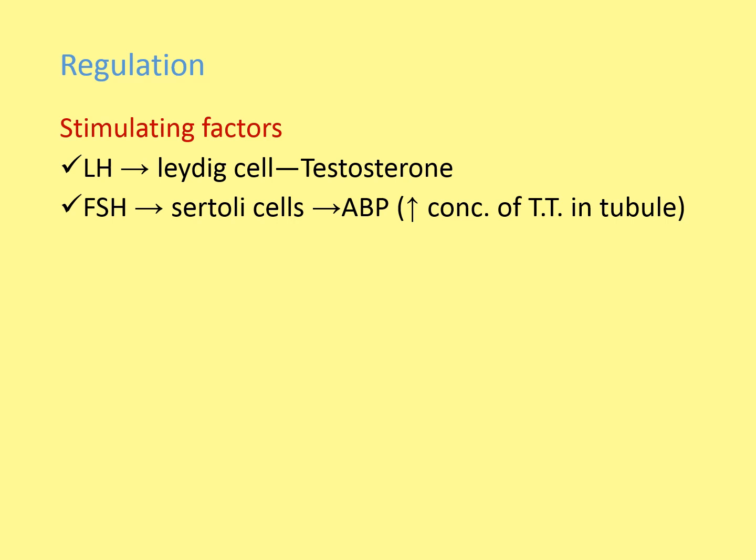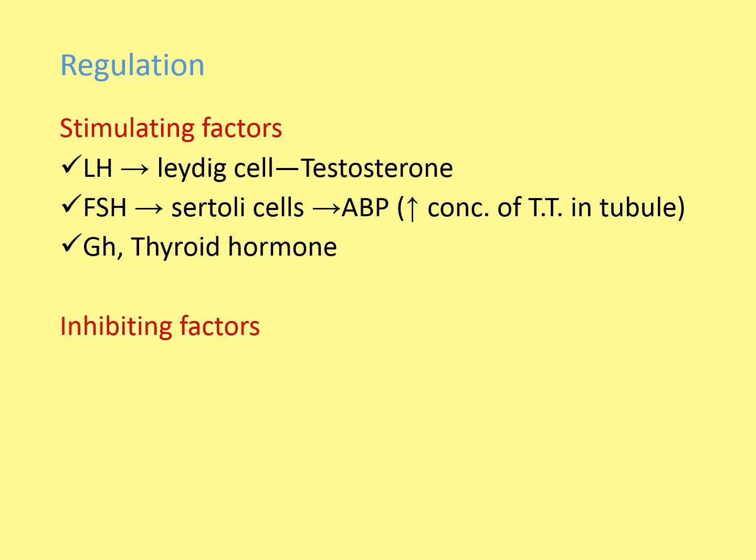Another hormone, growth hormone, is very important for the initial few stages of spermatogenesis. And lastly, thyroid hormone is also very important for spermatogenesis. Now some inhibitory factors. The first one is high temperature. As we all know, for spermatogenesis we require a temperature of 32 or 33 degrees centigrade. Anything more than that will inhibit the process.